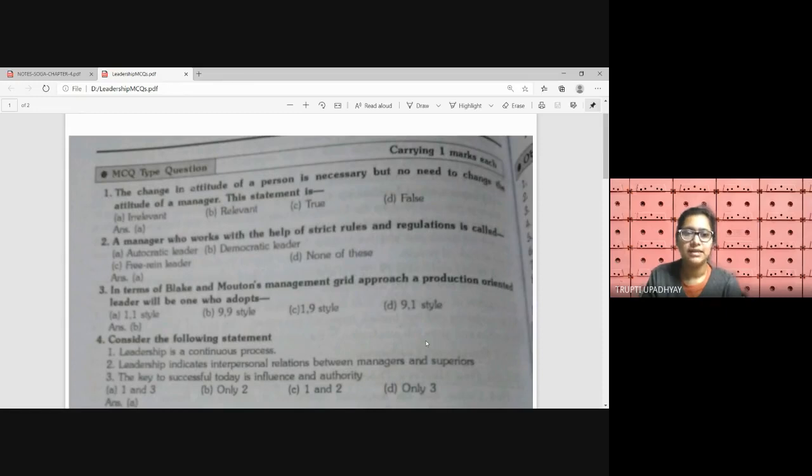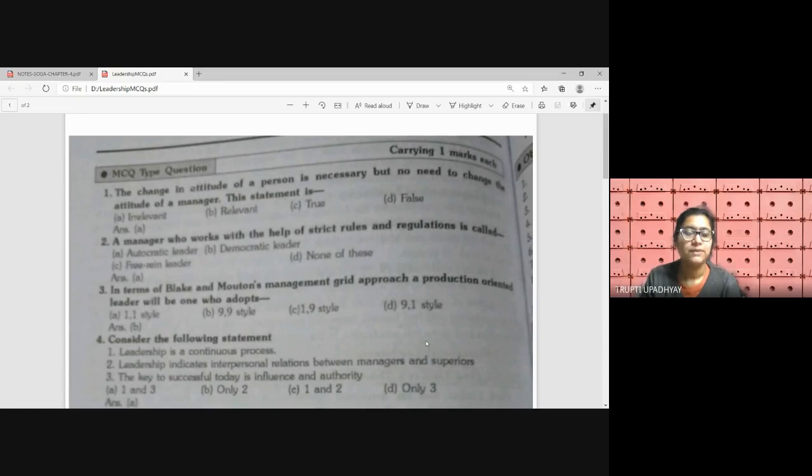Obviously, if we are saying that a person's attitude needs to be changed, and it's necessary because we change our attitude depending upon the circumstances, but the manager's attitude is not required to be changed, it's a little bit silly, right? So obviously it's irrelevant. Both cases should be true: a change in attitude of a person is necessary, and the manager also needs to change his attitude depending upon the situation and the circumstances. So the answer is irrelevant.